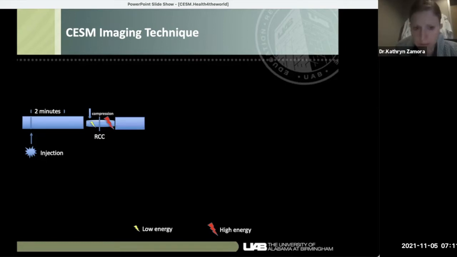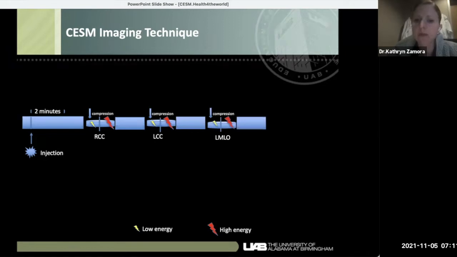We reposition the patient, compress again, obtain the low and high energy images for the left CC, reposition, compress, obtain the low and high energy images for the left MLO, reposition, compress, low and high energies for the right MLO. And then this all should be accomplished within a 10-minute time frame following the injection point.